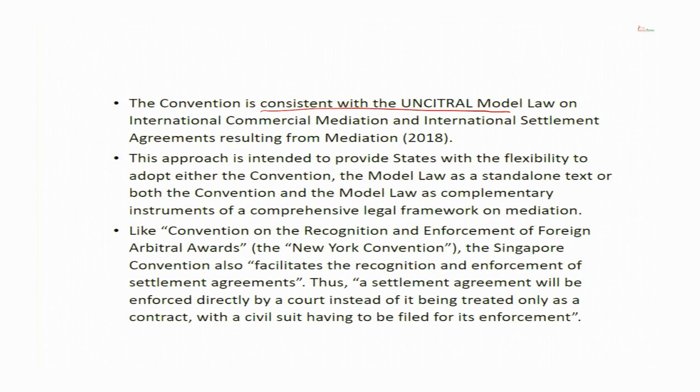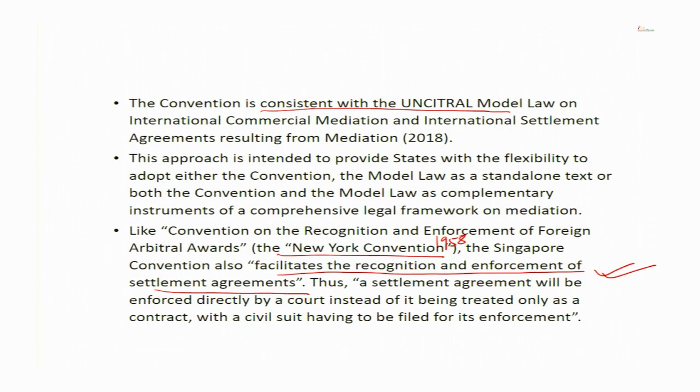If you recall, we had the New York Convention on Recognition and Enforcement of Foreign Arbitral Awards. In relation to arbitration, we had the New York Convention of 1958. Just like the New York Convention, the Singapore Convention also facilitates the recognition and enforcement of settlement agreements. You remember we said that the New York Convention is for the recognition and enforcement of foreign awards. The Singapore Convention provides for recognition and enforcement of settlement agreements.